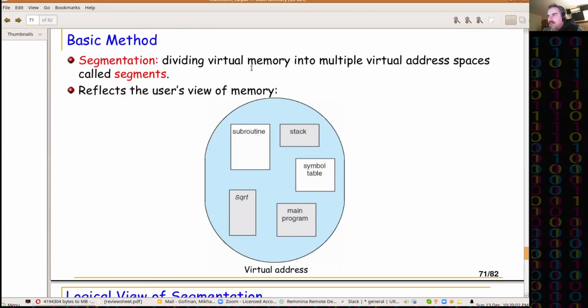So basically, what segmentation does is that it divides the virtual memory into a bunch of variable size segments, and each segment represents a particular part of the process memory. So for example, we can have one segment that represents a certain subroutine of the program, another one to store the stack, another one to store the main program, another one to store some kind of a square root function, and another one to store what's called a symbol table.